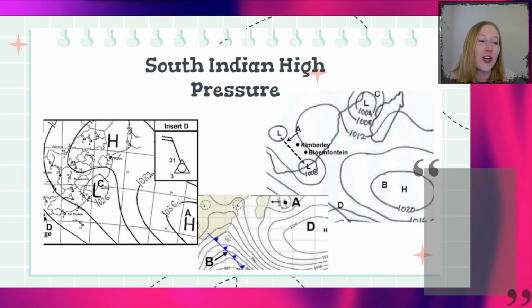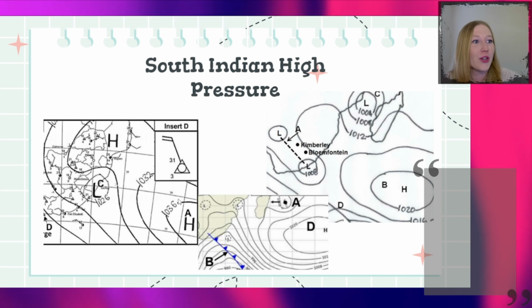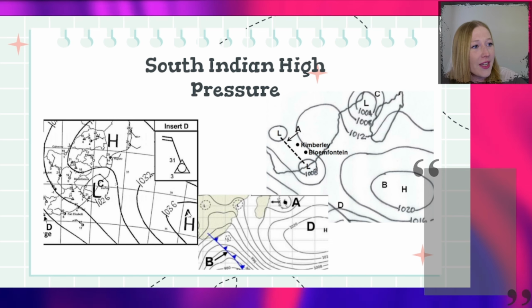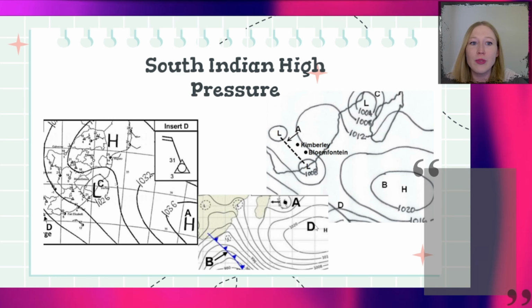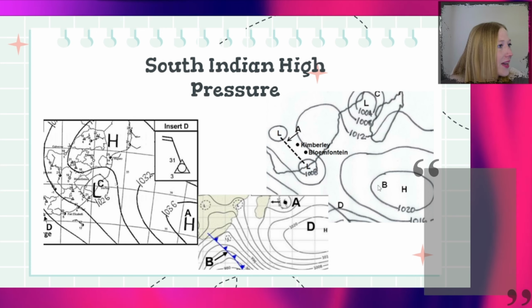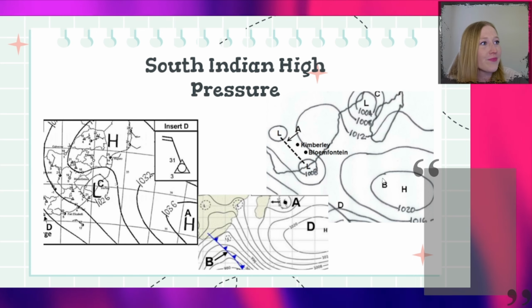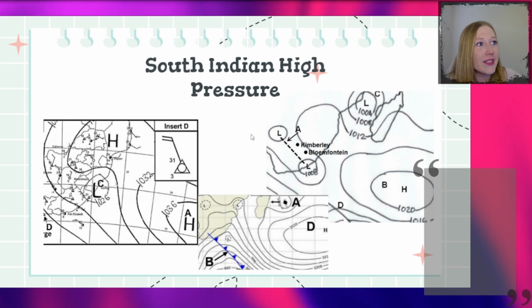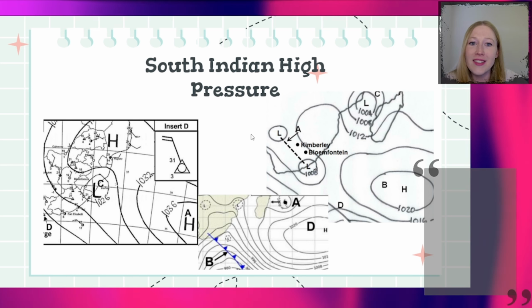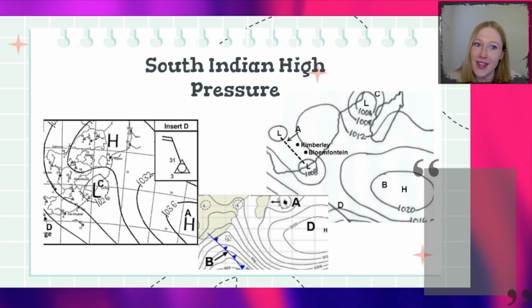Here we can see it on the other side, on the eastern coast, or the eastern side. There is label A, there is label D, and there is label B. Okay, those ones are indicating the South Indian high pressure. They also accept the South Indian anticyclone.